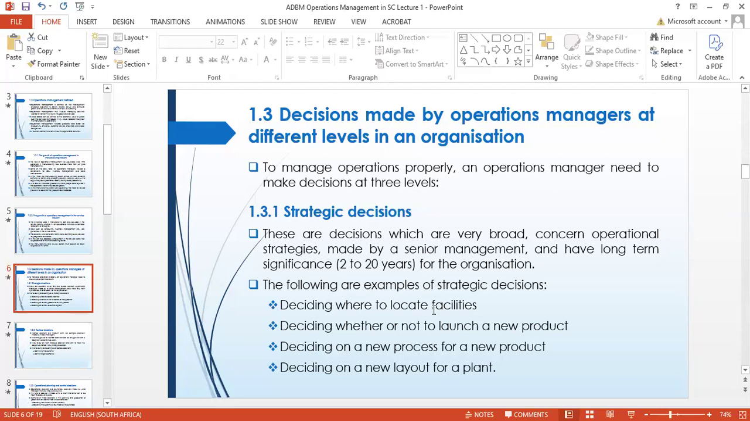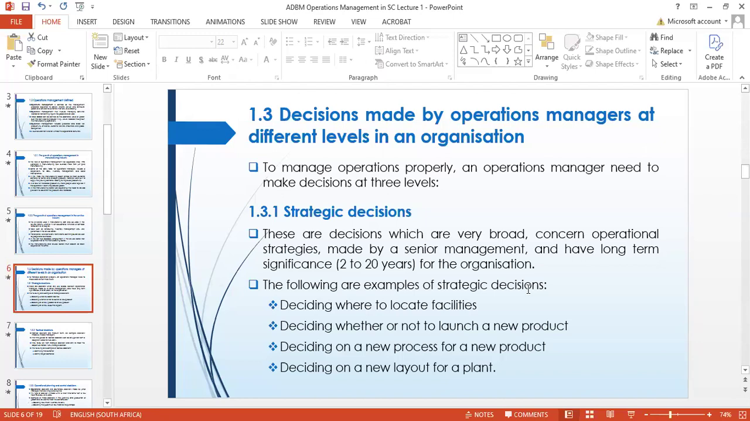Okay, so examples of strategic decisions, those that are made by senior managers. We're talking of deciding where to locate facilities. We have ShopRite, for example, in South Africa. It builds new shops. So it is the senior managers who decide, okay, we want to locate our shop at this location. Even if the business is expanding internationally, they decide in which country to go, and in those countries where to locate their facilities.